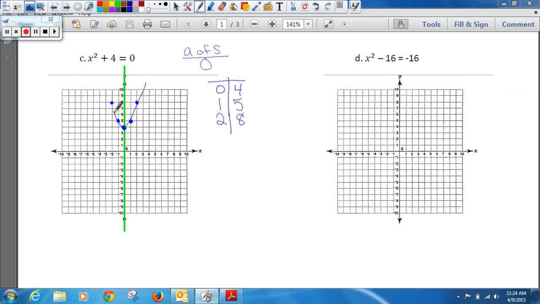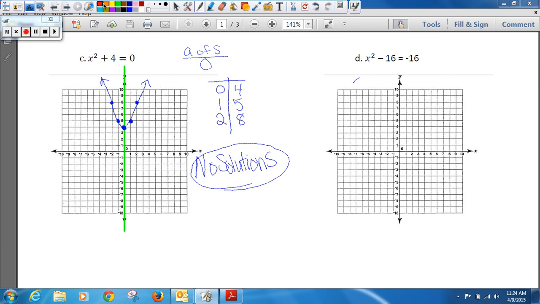And I graph my parabola to get my solutions. Remember, it's where it crosses the x-axis. This parabola never crosses the x-axis, so that means this has no solutions. Since it has no solutions, there's no way to check that besides looking at the graph and making sure it doesn't cross the x-axis.